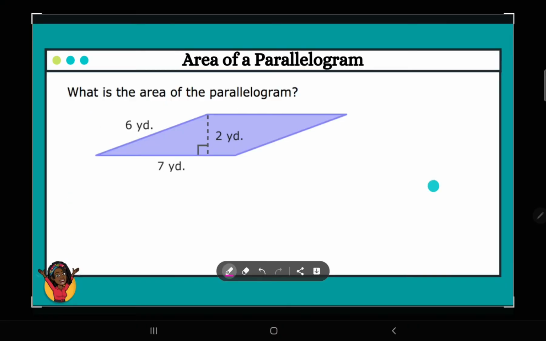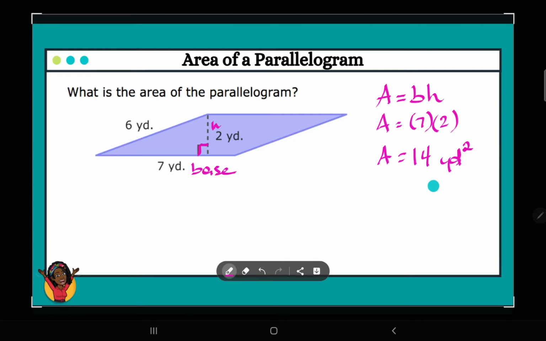What is the area of the parallelogram? So first, let's go ahead and write our formula. A equals base times height, where my base would be my 7, and my height needs to be perpendicular to the base. So wherever you see this 90-degree angle will be our height. So A is equal to 7 times 2. The area here is 14 yards squared because area is always in units squared.